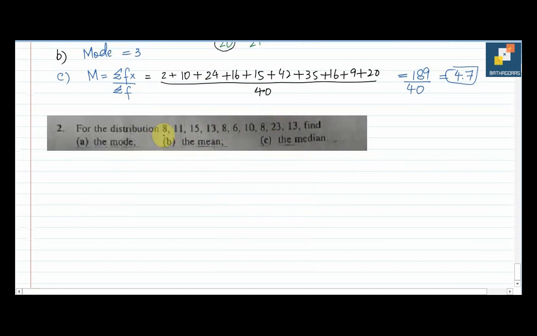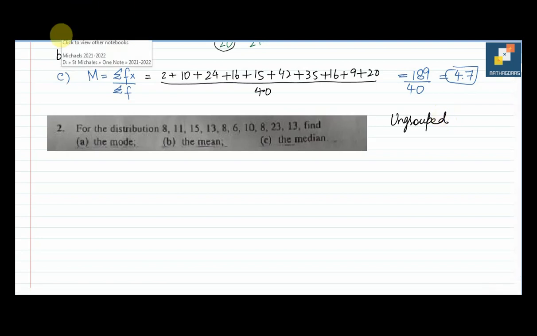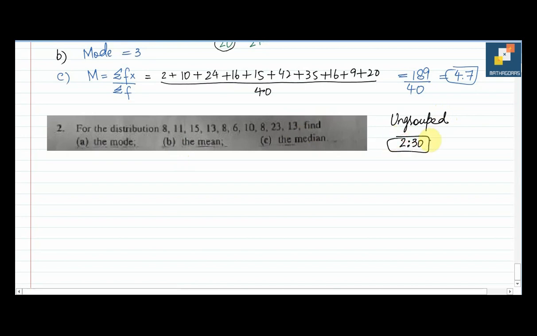So that is an ungrouped data. Make sure that you are going to apply the working formula of ungrouped data. And you need to attempt this question by yourself first. So for that whole three parts, I'm giving you the time of 2.5 minutes. All right. Attempt this question by yourself and then I will start. So begin.